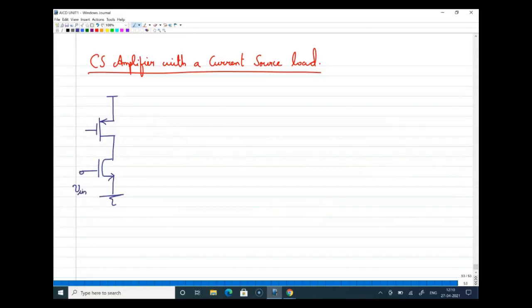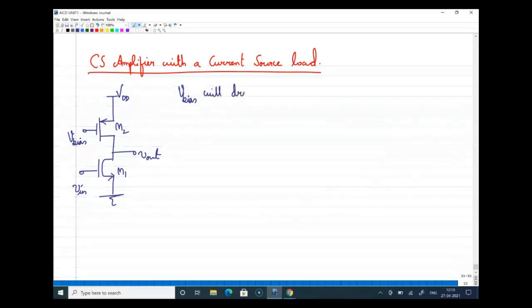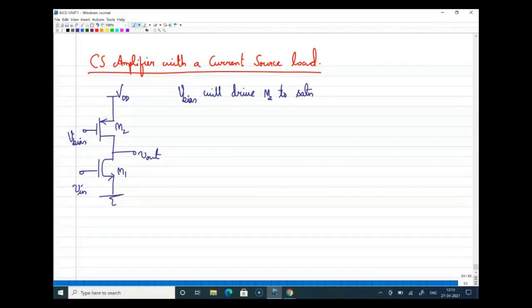This is V in, this is V out. This transistor is M1, this is M2. This is suitably biased so that M2 will be in saturation. So V bias will drive M2 to saturation. M1 also should be in saturation.